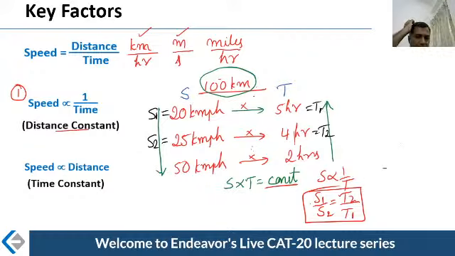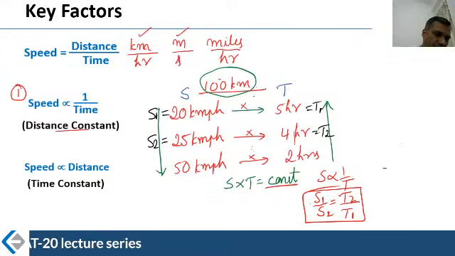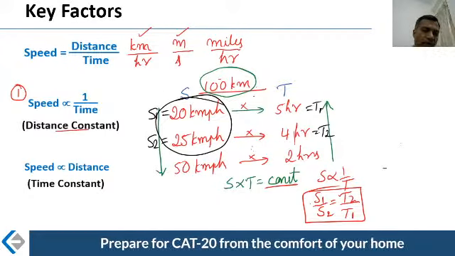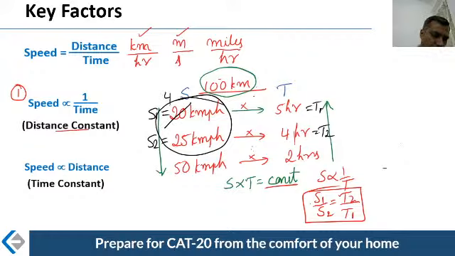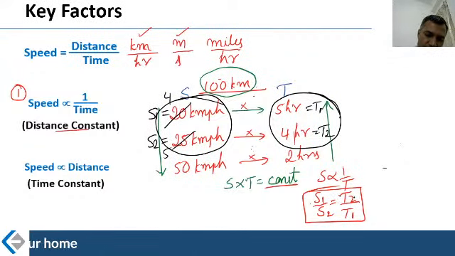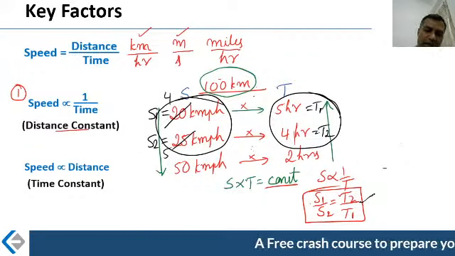That ratio will remain the same. Now look at S1 by S2, friends. S1 by S2 is nothing but 4 by 5, the ratio of 24 and 25 times. And look at T2 by T1, which is also 4 by 5. T2 by T1 is the reverse, the inverse. So S1 by S2 equals the inverse, T2 by T1.